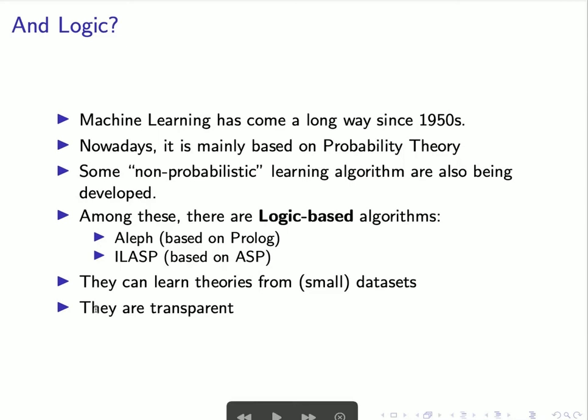And moreover, they are transparent, so they can tell you why you are taking decisions based on these methods, because they build theories, and then these theories, which look pretty much like what Paolo showed you, can be used to produce explanations. Okay, they can provide quite commonsensical explanations for decisions.